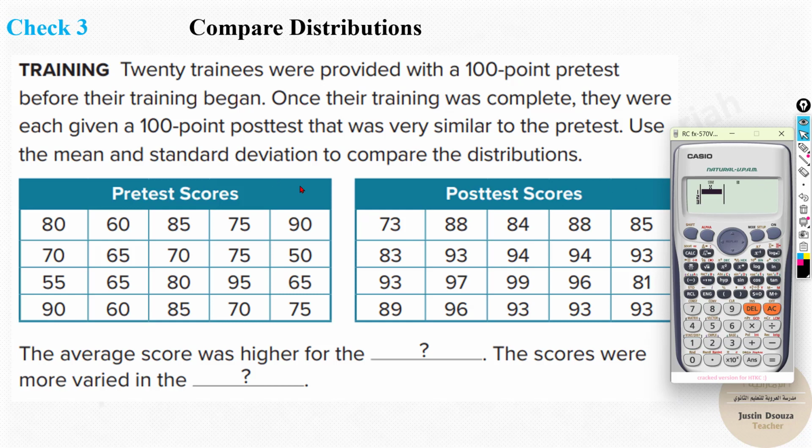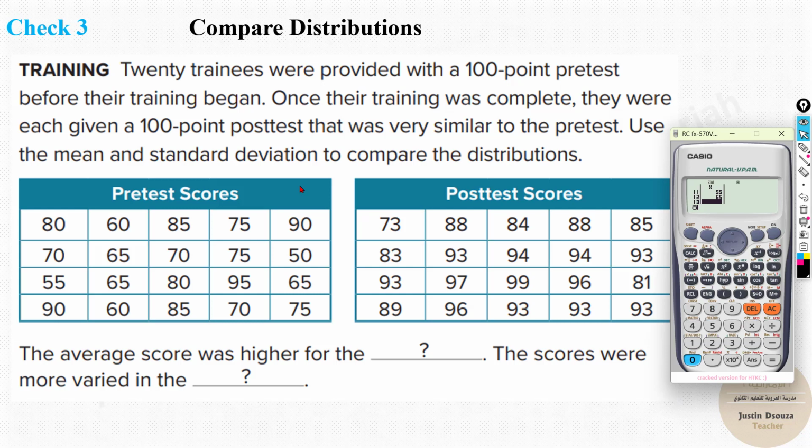It is 80. Sorry, 80. It's 80, 60, 85, 75, 75, 90, 70. Just make sure you type in the values accurately. Double check the values. Don't do it wrong.